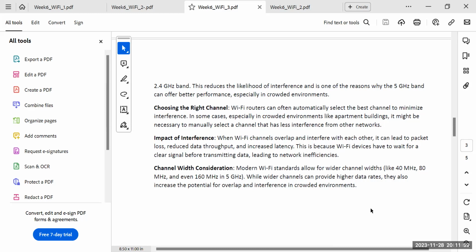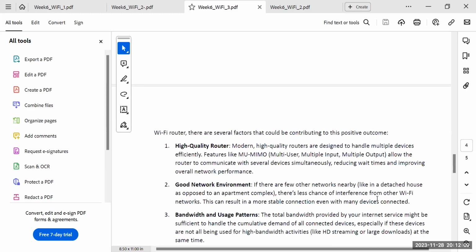Modern Wi-Fi standards allow for wider channel widths. While wider channel widths can provide higher data rates, they also increase the potential for overlap and interference in crowded environments.